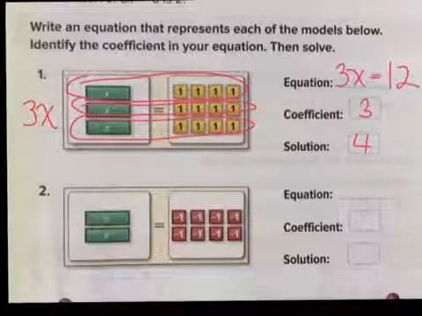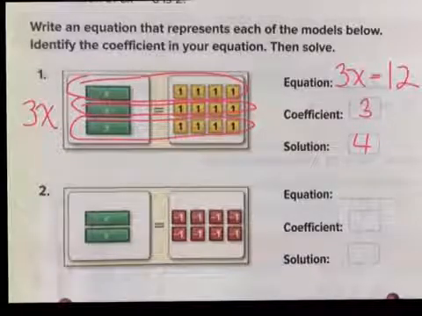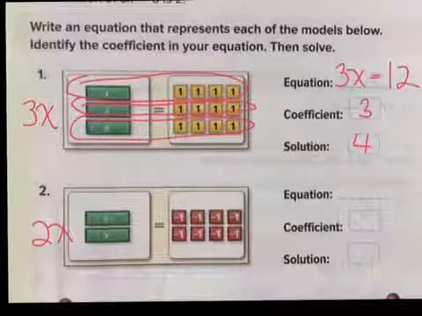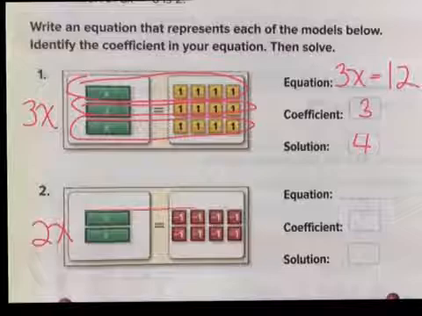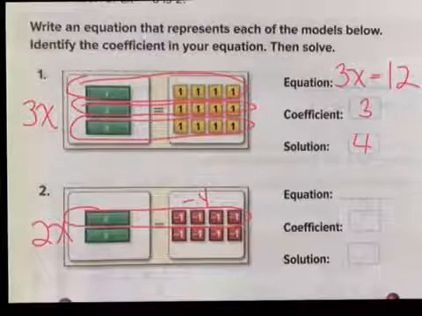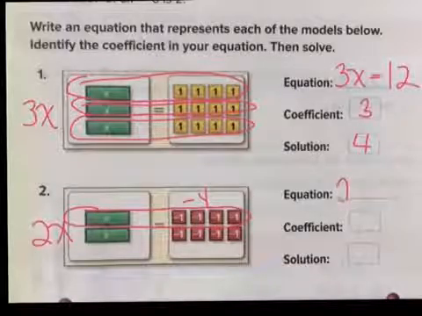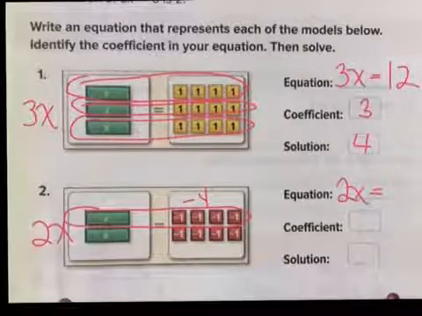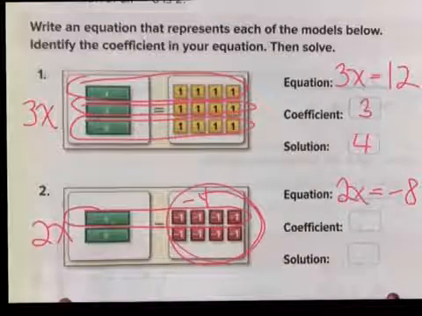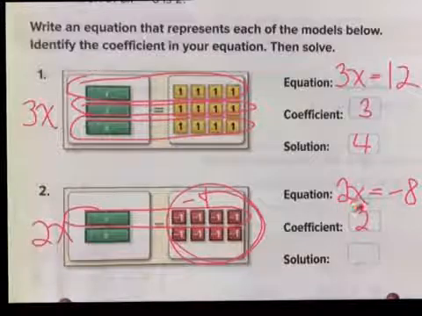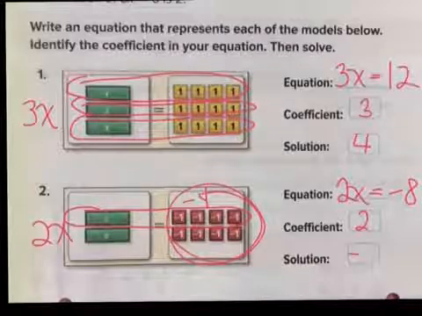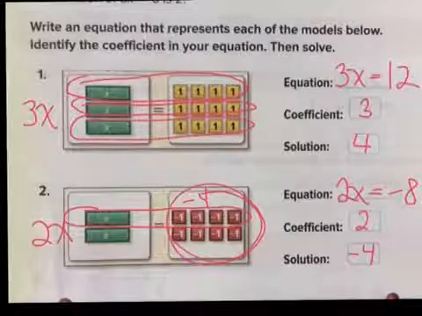Let's try number 2. I see that I have 2 x's, so it's 2 x's, right? 2 x's, 1, 2. And I see that 1 x equals negative 4. You see that? There's 4 of them there, negative 4. Another x equals negative 4. So my expression is going to look like 2x equals, in total, negative 8, right? Because we have negative 8 here in total. And my coefficient is the 2. It's the one that's being multiplied with the variable. And each x is worth negative 4.